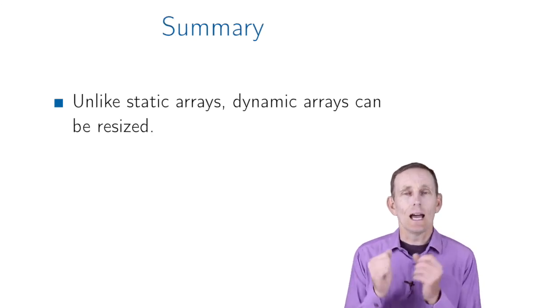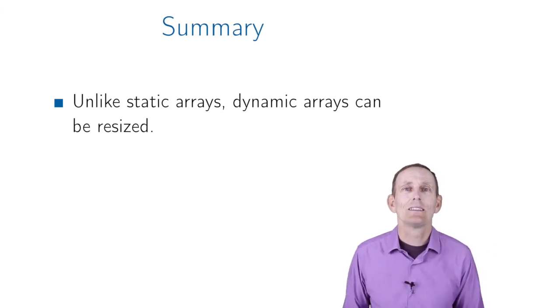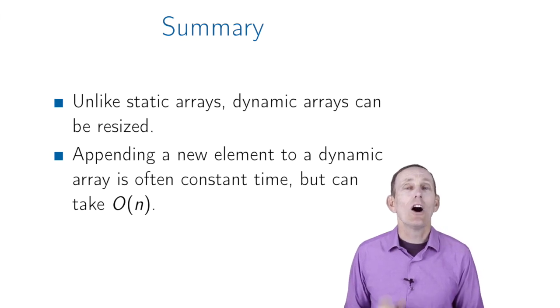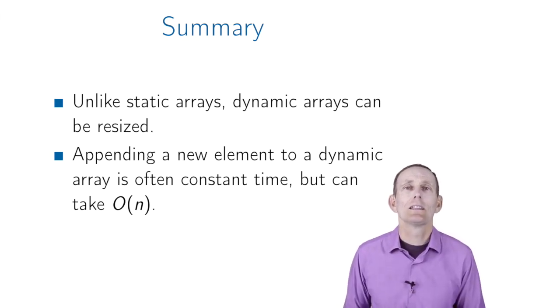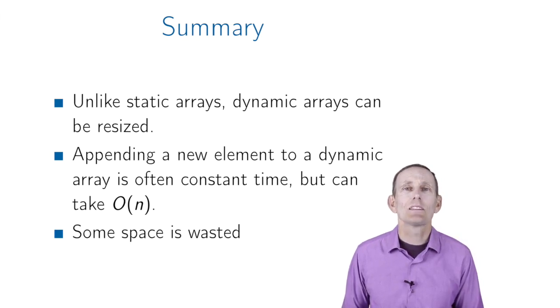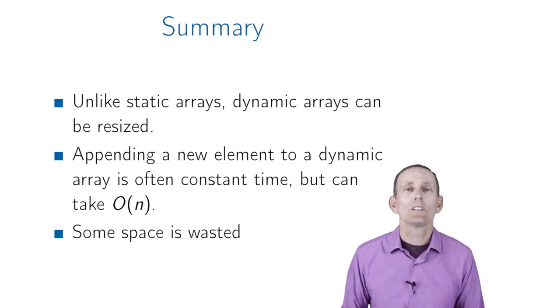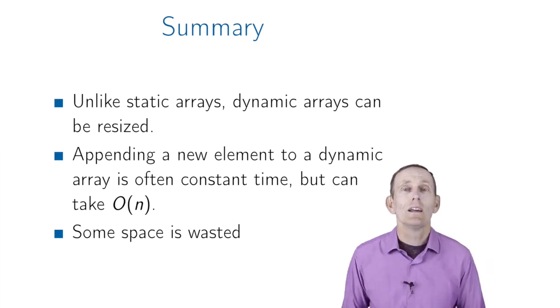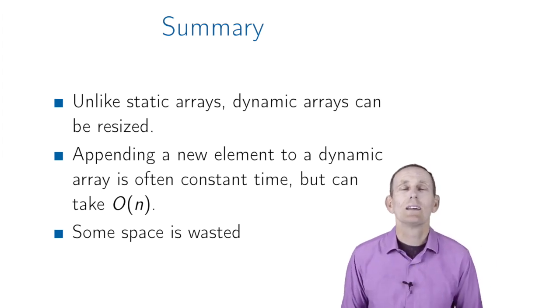So in summary, unlike static arrays, dynamic arrays are dynamic. That is, they can be resized. Appending a new element to a dynamic array is often constant time, but it can take order n. We're going to look at a more nuanced analysis in the next video. And some space is wasted. In our case, if we're resizing by a factor of 2, at most half the space is wasted. If we were making our new array 3 times as big, then we could waste 2/3 of our space. If we're only making it 1.5 as big, then we would waste less space.